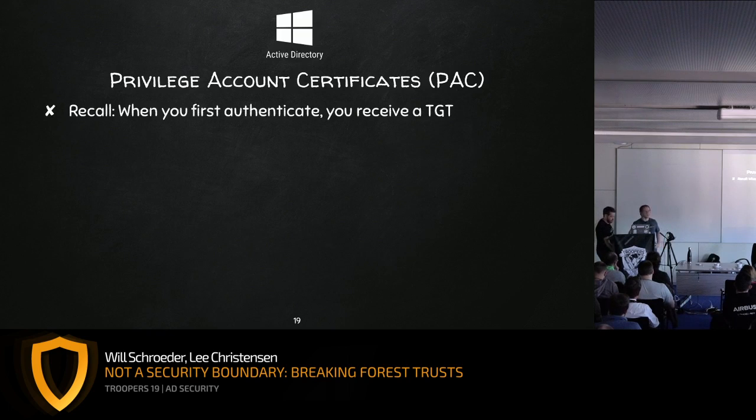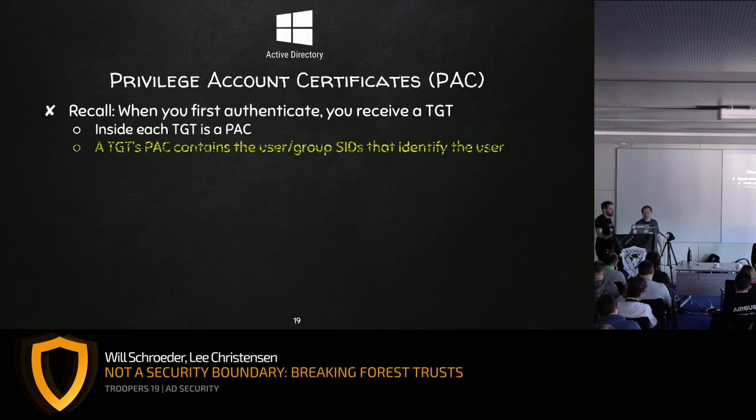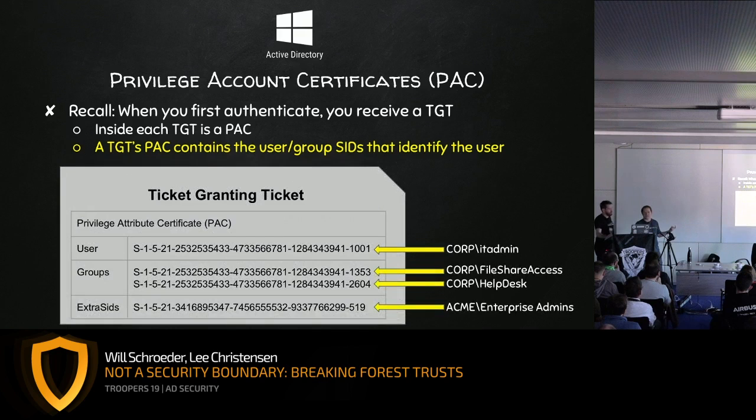Like we mentioned before, when you authenticate, you get a ticket granting ticket. Inside of that ticket granting ticket is the privileged account certificate, the PAC. Inside of the PAC it contains information about who the user is and the groups that the user is a part of. That's made possible through security identifiers. A different way of looking at this is you have your TGT, and then you have the PAC on the inside containing various fields. You have a field that identifies the user itself by their SID. You have different groups that user may belong to. And then there's an extra SIDs field that we'll dive into in just a little bit.